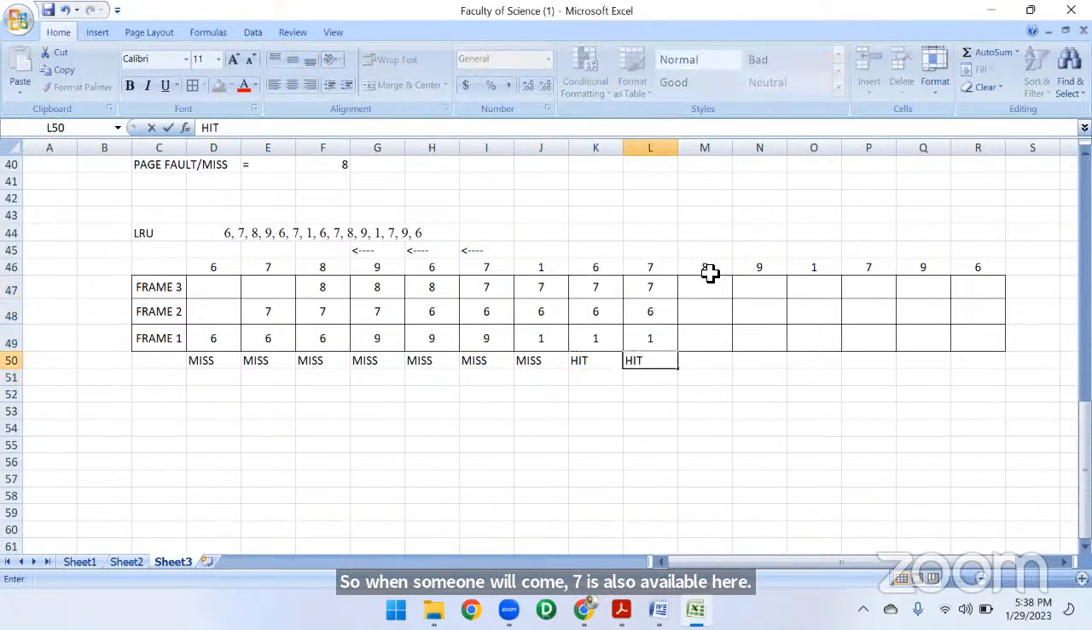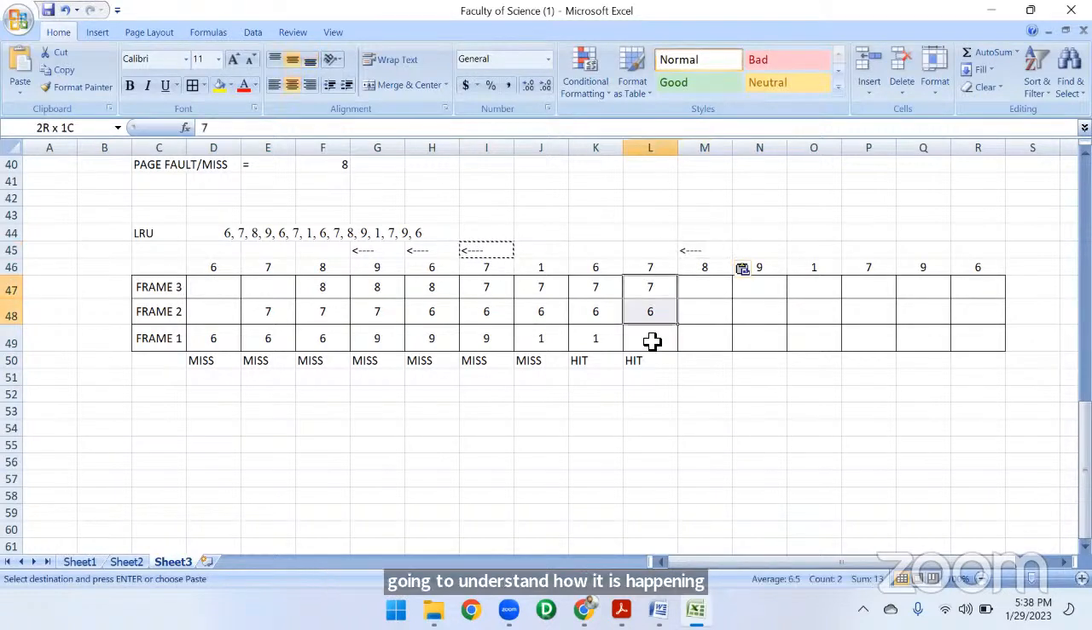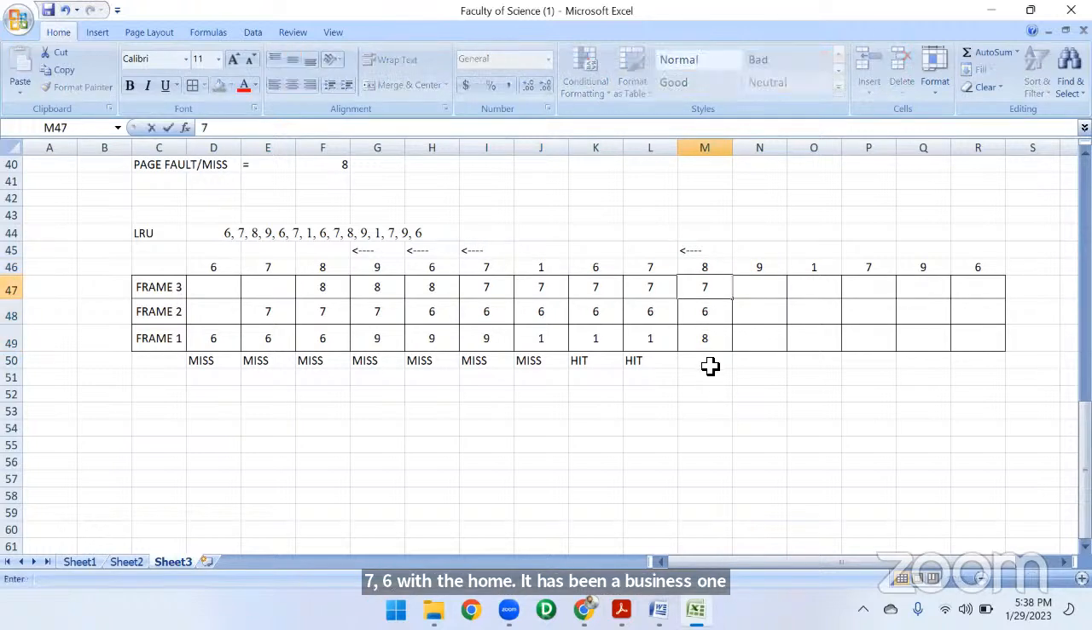So when 8 comes, now you are going to understand how it is happening. 8 is not available here. So now what will it check? 7, 1, 6. With whom does 8 have to be replaced? With 1. 8 replaces with the 1. So which one is used least? That one is going to be replaced here. Yeah, when 9 comes, 9 is also not available. So 9 again is replaced among 8, 7, 6. With 6 it is going to be replaced.